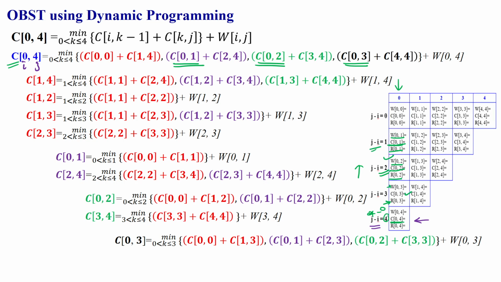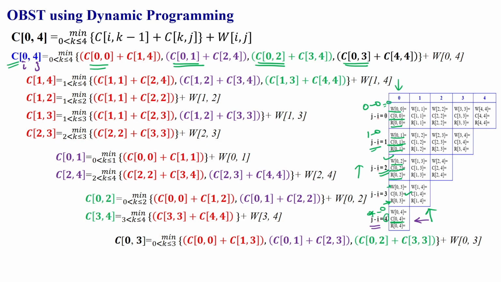When you're substituting this 1 minus 0, you are getting 1. Then again when you are going to the first term, C of 0 comma 0, w of 0 comma 0, r of 0 comma 0. When you're substituting the values 0 minus 0, you will get 0. So now we filled the first column, then you are going for the second column.